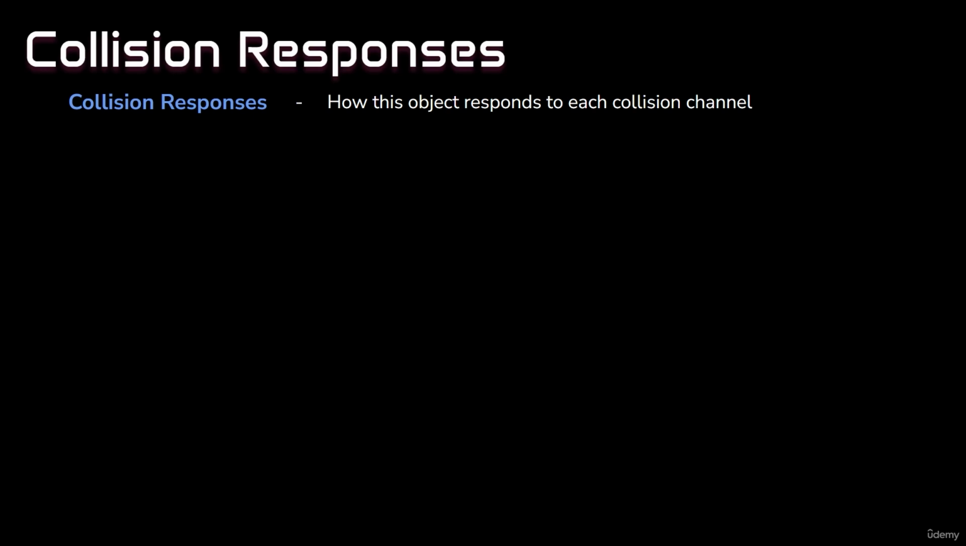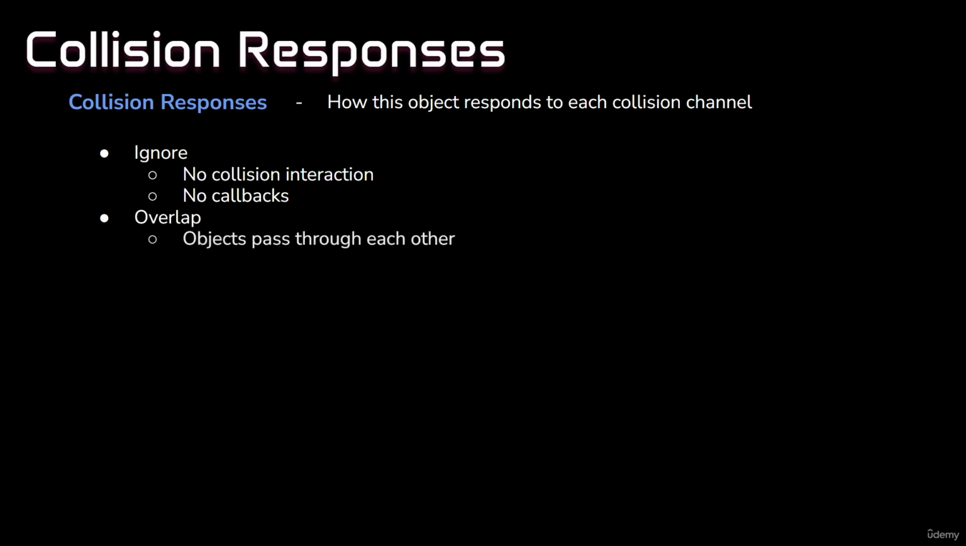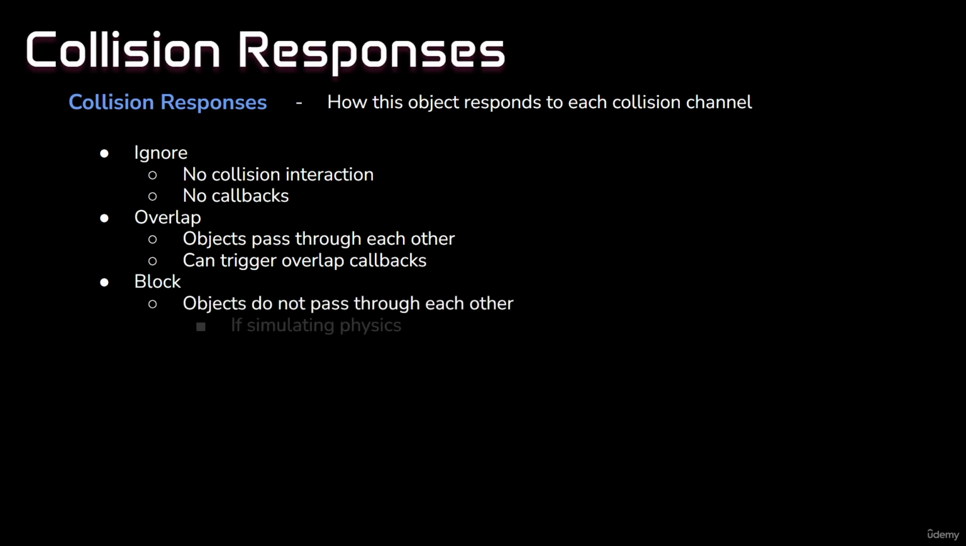These determine how this object responds to each collision channel. The responses can be ignore, which means there will be no collision interaction, and no collision callbacks called as a result, and we'll talk about callbacks more in a second. Overlap, in which objects pass through each other and can trigger overlap callbacks, and block, in which objects do not pass through each other, provided that they're both simulating physics or they're being moved via sweeping. And we'll talk about sweeping in just a moment as well. Blocking interactions can trigger hit callbacks, such as on-component hit, etc.